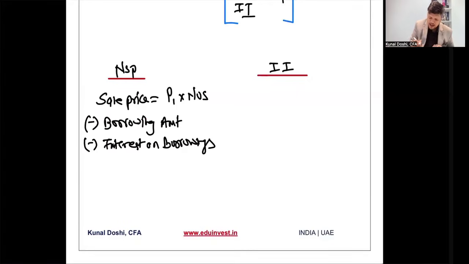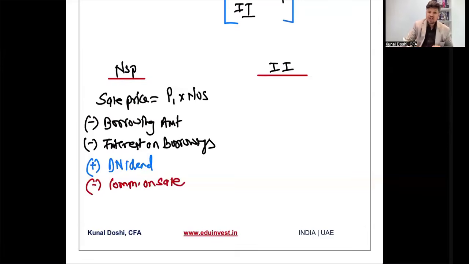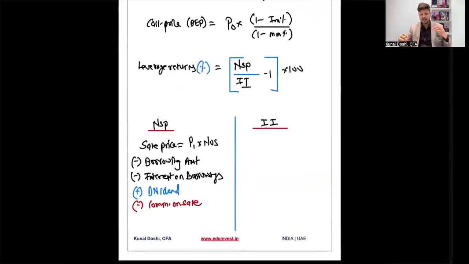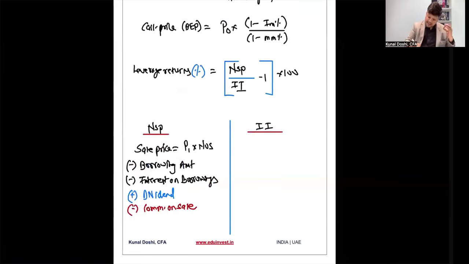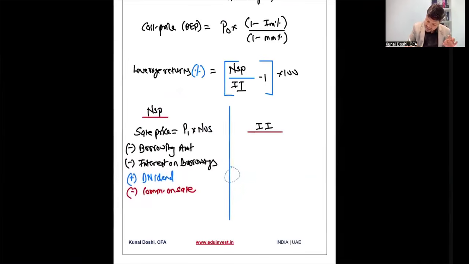Correct? Everyone with me on this? Both we will pay, but if there is any dividend received, that will be considered an inflow. So dividend received will be added. And one more thing is subtracted. Can you help me understand? Yes. Commission on sale. Now, many students who have not learned from me, they get surprised. What is this? But this is NSP components. What do you get when you exit the fund?